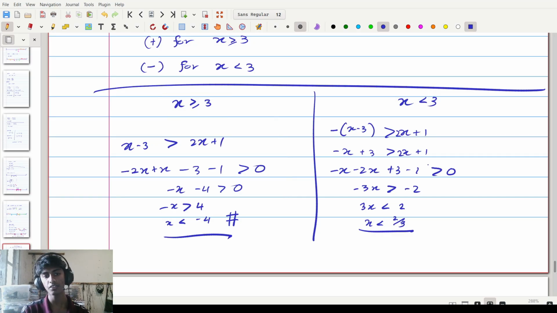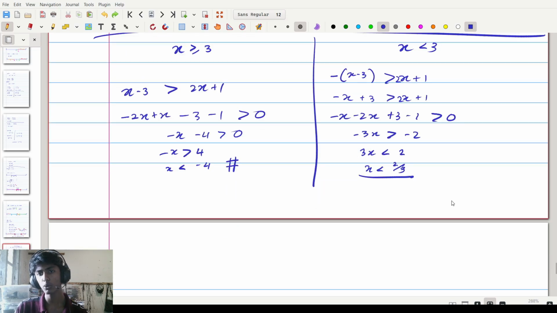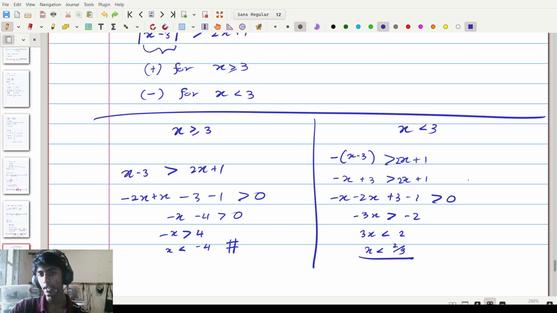Here, x less than negative 4 is the result we got when we assumed that x was greater than or equal to 3. Those two things cannot happen at the same time. Therefore, this is invalid. On the other side, however, we have a valid case. x can be less than 3 and less than 2/3 at the same time. And because both of these need to be true in order for the expression to be true, we need to take the overlap of the two.